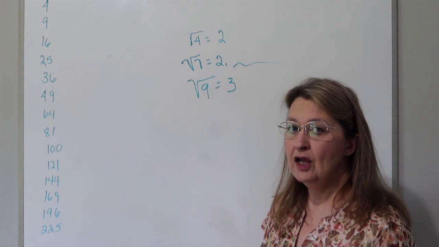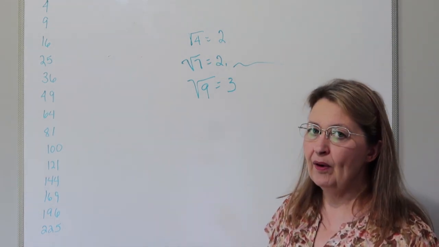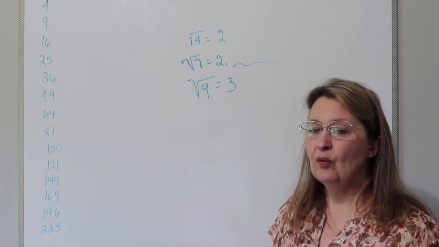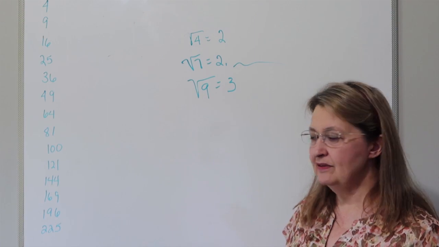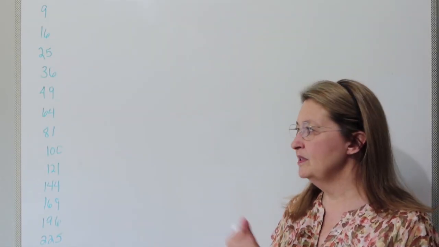You could use a calculator. But I do want you to understand every number has a square root. It's just not always a whole number. Those whose square roots are a whole number, we call those perfect squares. That's the difference.